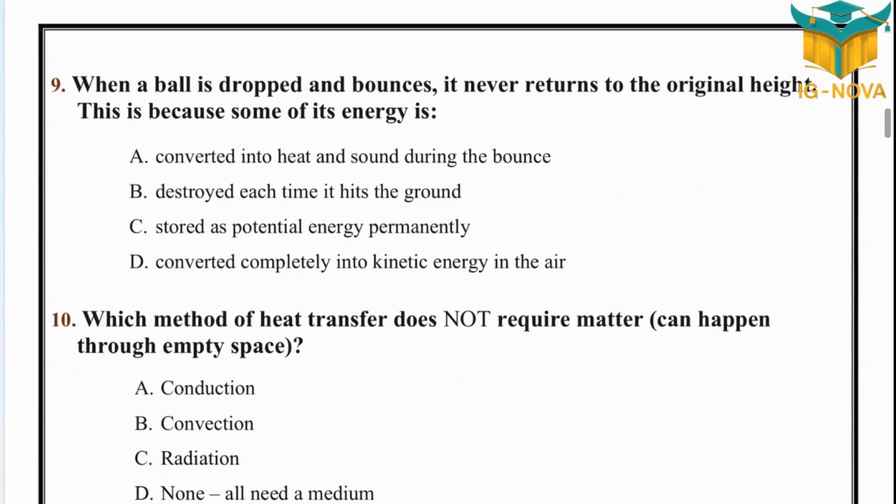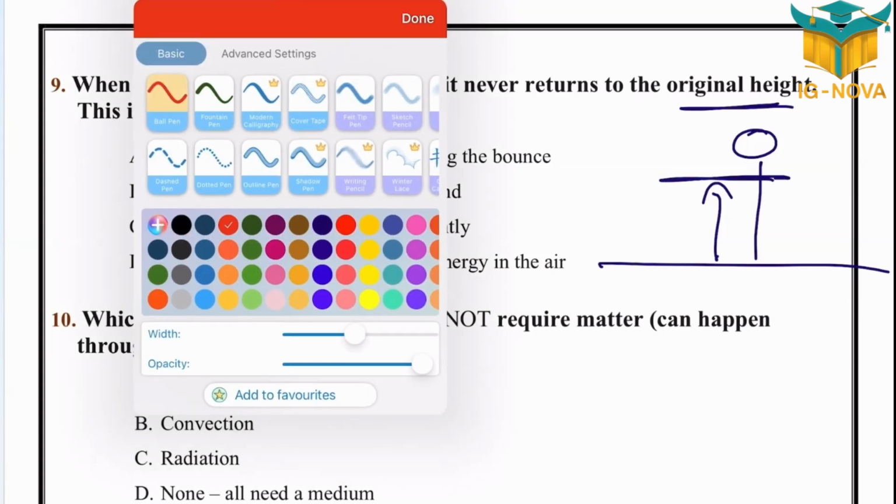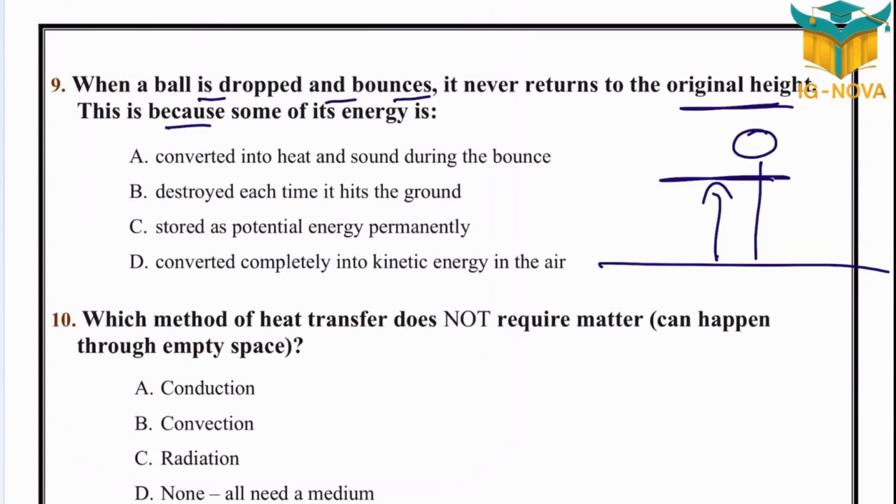Question 9. When a ball is dropped and bounces, it never returns to its original height. This is because the sum of its energy is... If you have a ball and you drop it to the ground, it will bounce back, but not to the same height as before. Why? Because some energy is lost as waste energy in sound. The sound you hear is energy. Where does it come from? From this collision.